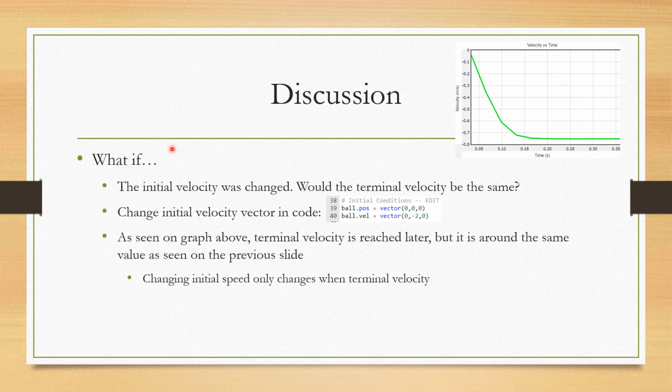And then what if the initial velocity was changed? Would terminal velocity be the same? Well, yes. When I change the initial velocity vector in the code to -2, the terminal velocity is reached at a later period of time, but it's around the same value as seen on the previous slide. So changing initial speed only changes when terminal velocity is reached.